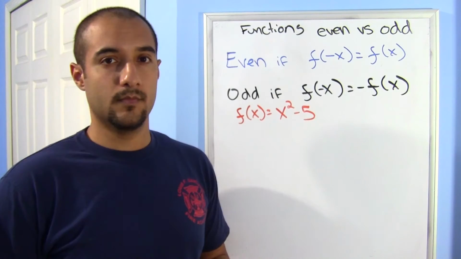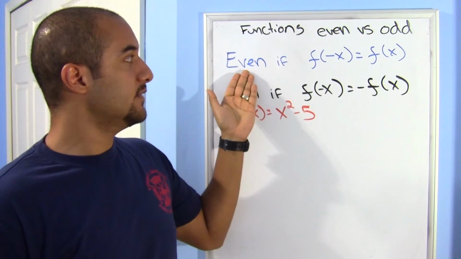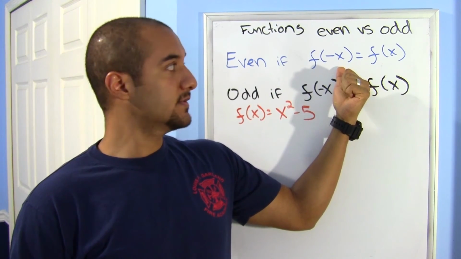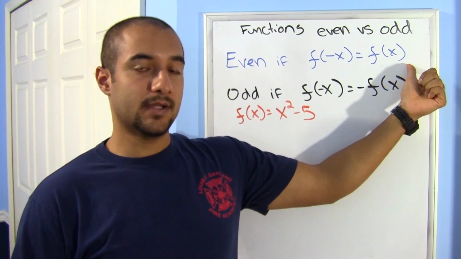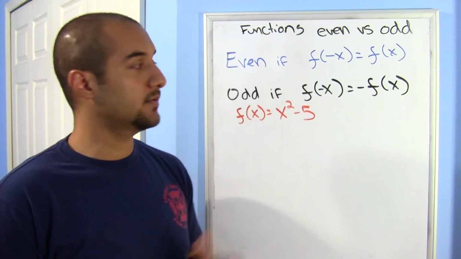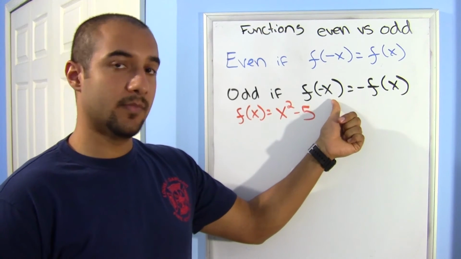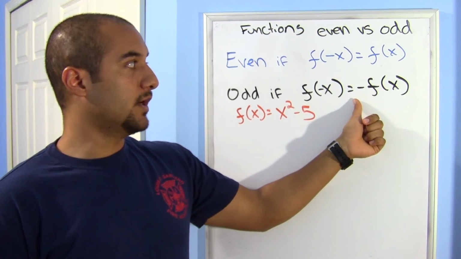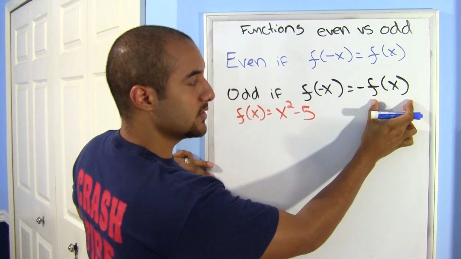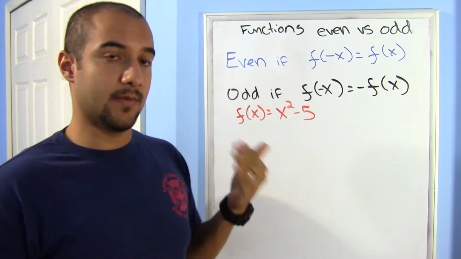Using algebra though, if you want to test if a function is even, what you need to do is replace that x with a negative x, and if you get the original equation back, then your function is even. That means symmetric about the y-axis. To test if it's odd, once again you'll be putting in a negative x, but what you want is not the original. What you want is the negative of the original. If you get that back, then it is odd and it is symmetric about the origin.